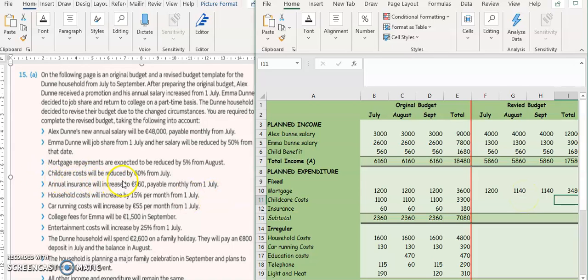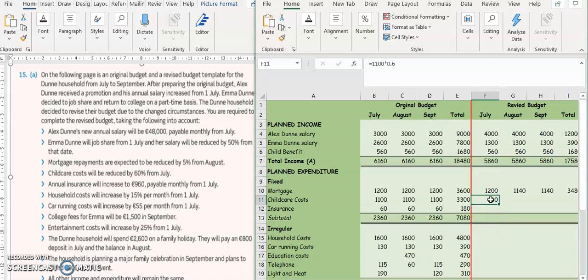Your childcare costs will reduce by 60% in July. So our childcare costs are 1,100, and it's going to reduce by 60%. So how much is 60%? You're going to take 1,100 multiplied by 0.6, and that's going to give us 660. So our childcare costs are going to reduce by 660.